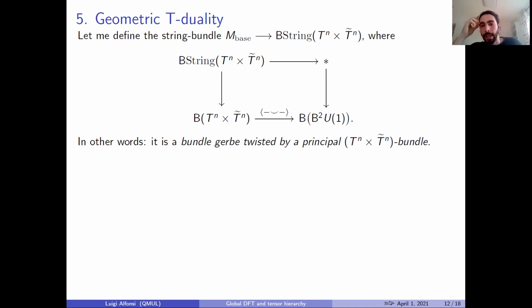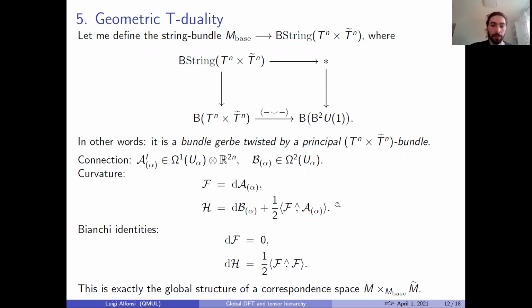Okay, so this is the definition of this particular string bundle. What does it give in terms of connection and curvature? So in terms of usable physics notion, we obtain this. We have a connection that is a one form but valued in R^2n, and we have a two form, whose curvatures are given by this. And the Bianchi identities are the following. So they are a particularly simple case of the previous thing because we are dealing with an abelian group after all. There is no non-trivial Lie bracket.